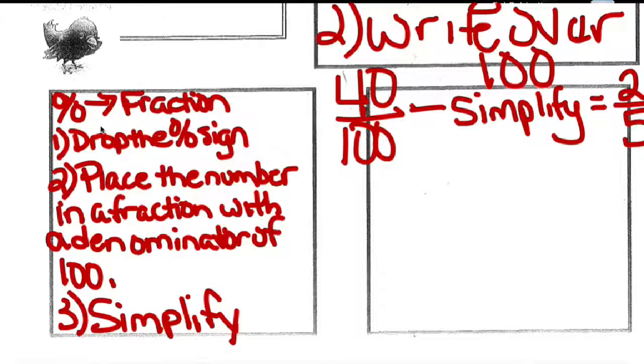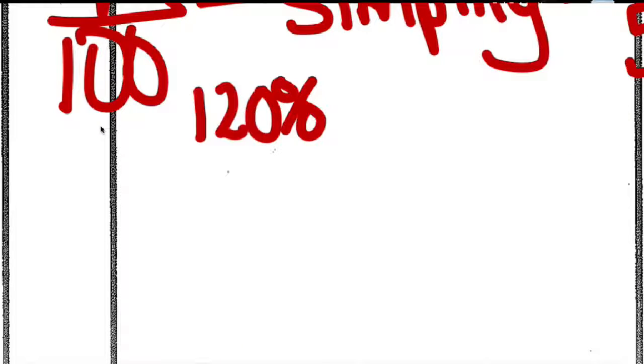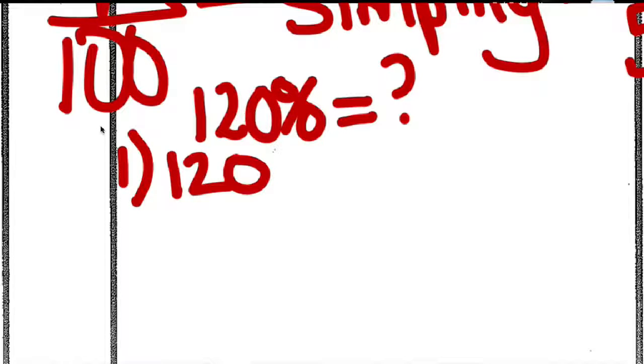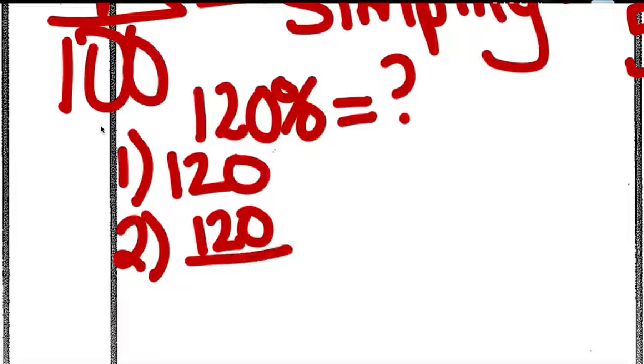Okay, I'm going to bring this problem over here, and let's take a percent. How about we do 120%. Let's say you did a bunch of extra credit, and you got 120% on your test. How are we going to convert that into a fraction? Okay, step 1, drop the percent sign, and we get 120. Okay, and then we're going to take that and put it in a fraction with 120 with a denominator of 100. And then we simplify.